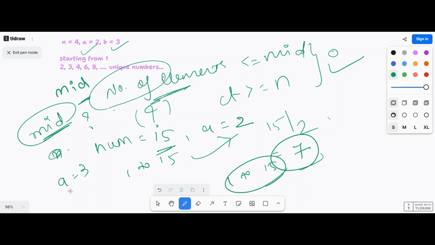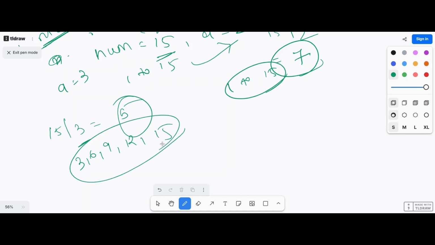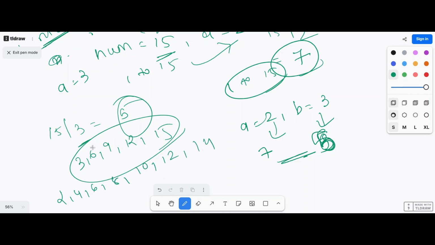Let's say if my a is 3, how will I know how many numbers are divisible by 3 from 1 to 15? Of course, 15 divided by 3, which is 5. There are a total of 5 numbers from 1 to 15 which are divisible by 3. So 3, 6, 9, 12, and 15. Correct? Now, if a is 2 and b is 3, there are 7 numbers from this and 5 numbers from this. Now I have to subtract those numbers. So from 2 it will be 2, 4, 6, 8, 10, 12, and 14. So there is this number 6 and this number 12. These are the two common numbers in both of them.